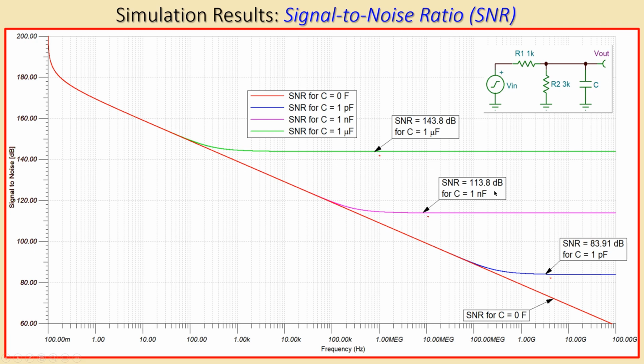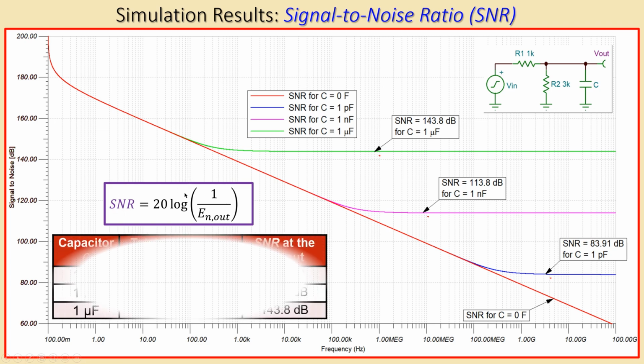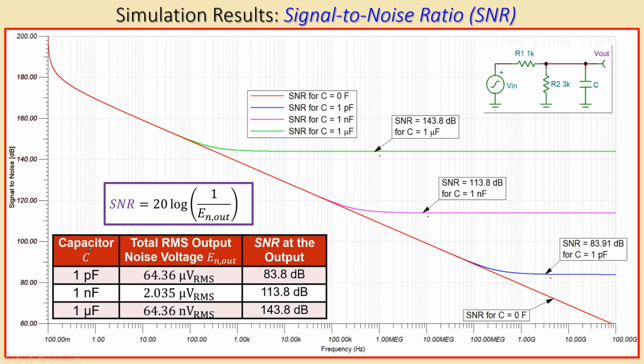And if I now again increase the capacitor value by a factor of 1000, make it 1 microfarad, that will be, for the green one, 143.8 dB. So the SNR, again, the formula is of course calculated by this, and we now have the table here in summary. These are the calculations for each capacitor.